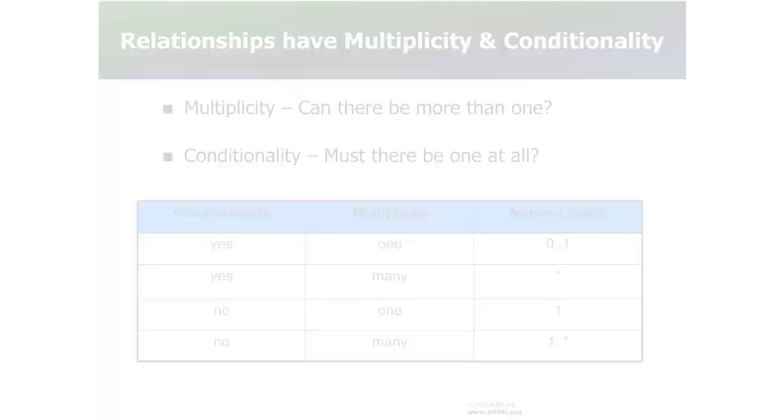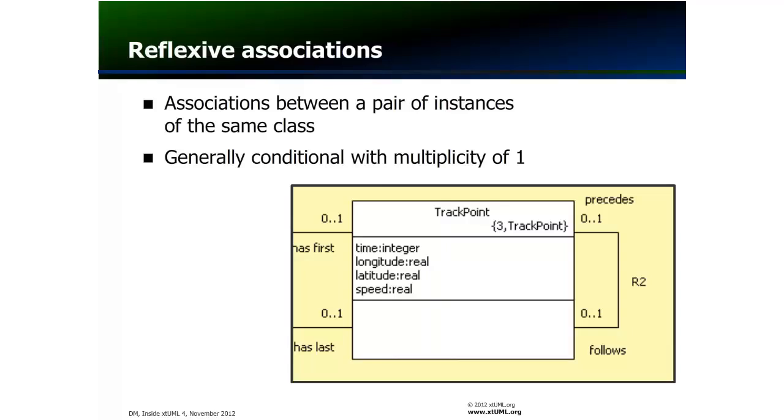An association is reflexive when each end of the relationship is an instance of the same class. A common example of a reflexive association is a list of items, and since a list has a beginning and an end, the association is generally found to be conditional with multiplicity of 1. Navigating such a relationship can be challenging, and the key is to use the verb phrase to distinguish direction.